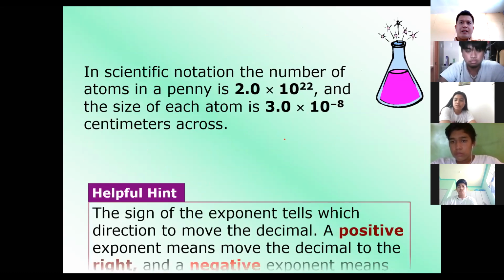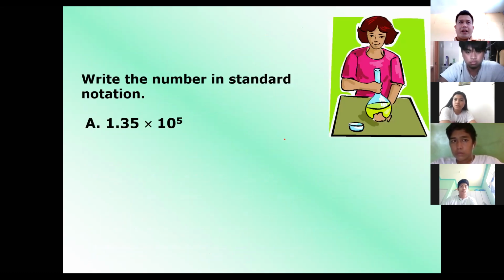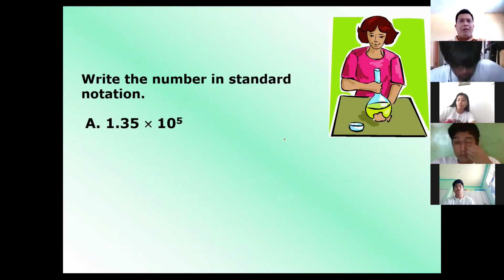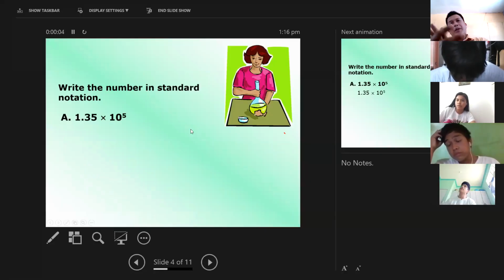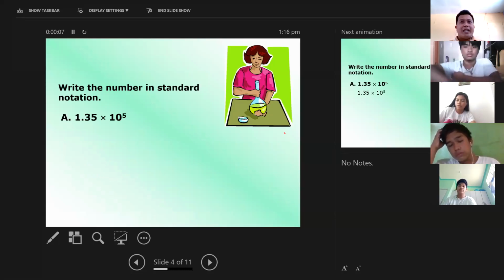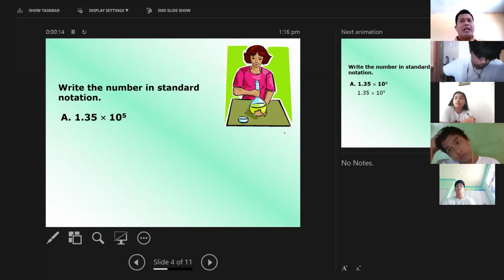Okay, so let's proceed. Okay, this one. Write this number in standard notation or decimal notation, class. 1.35 times 10 to the power of 5. So again, if the exponent is positive, move the decimal point to the right. If the exponent is negative, move the decimal point to the left. Or if the exponent is positive, the end value is a whole number. So obviously, the decimal point goes to the right. If that is a negative value, the decimal point goes to the left.